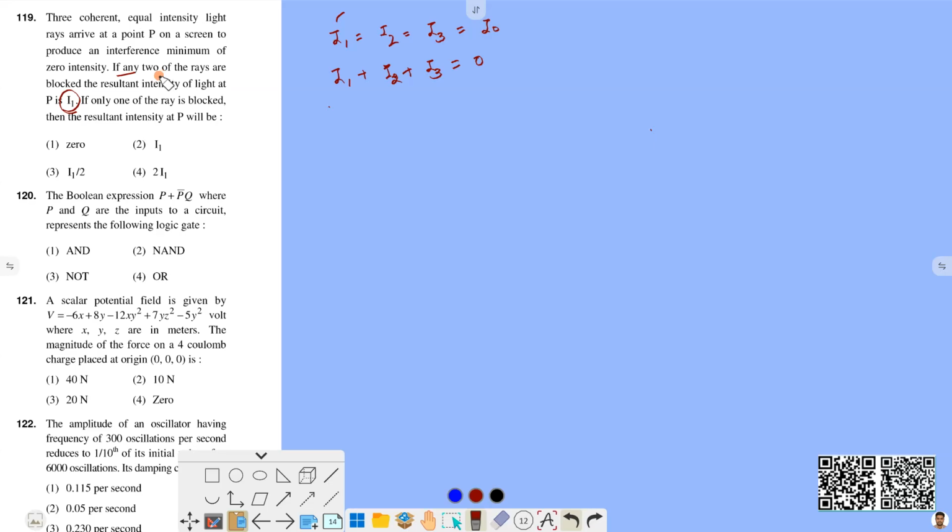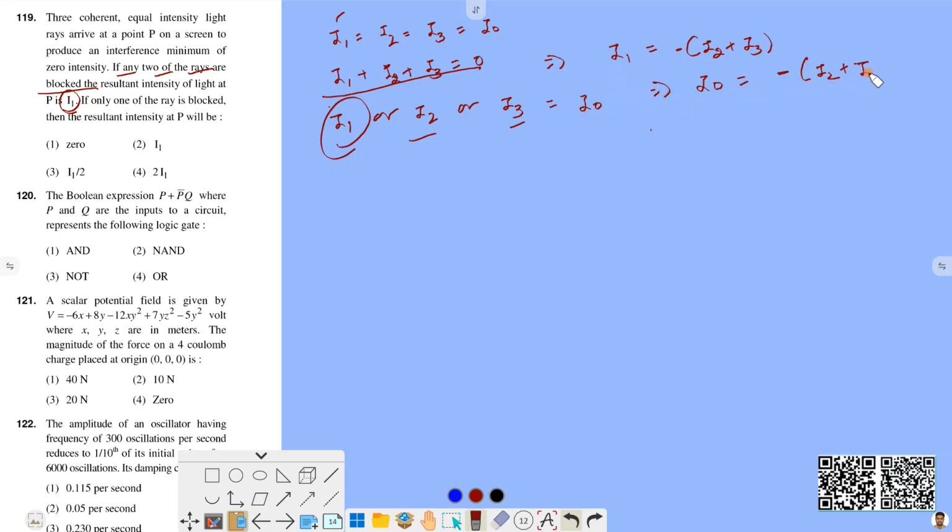The statement was that if any of the two rays are blocked, means only one ray is coming, and then the intensity is I1. So we can say either I1 is coming, or I2 is coming, or I3 is coming, and its intensity will be equal to I0. Now from this formula, suppose I1 is coming and we have blocked I2 and I3. So I1 is equal to negative of I2 plus I3, and I1 is equal to I0. So I0 is equal to negative of I2 plus I3.